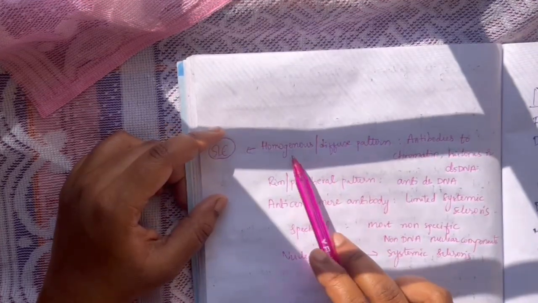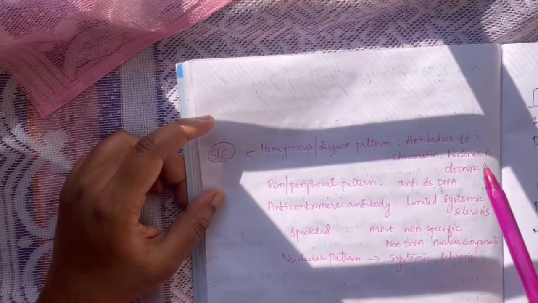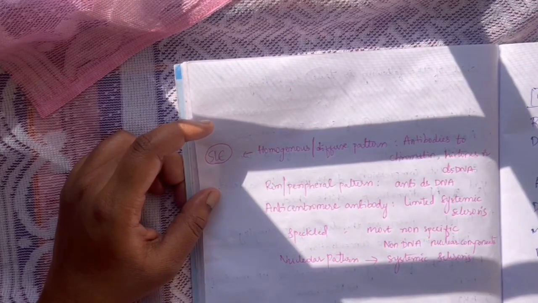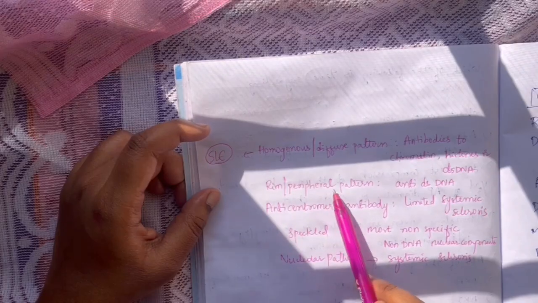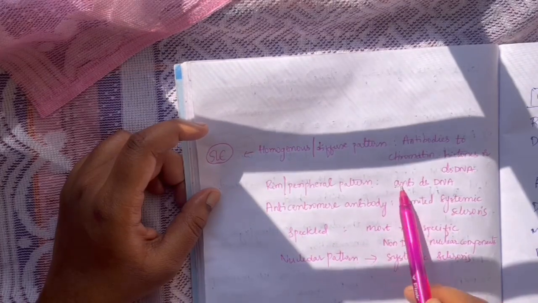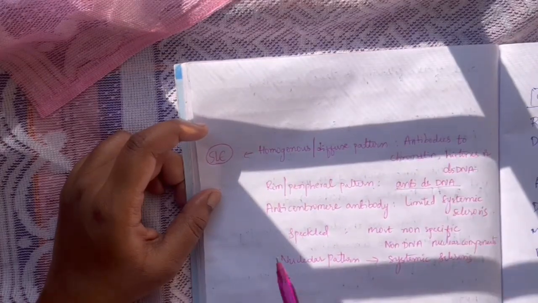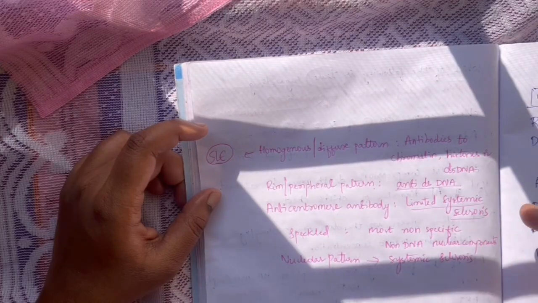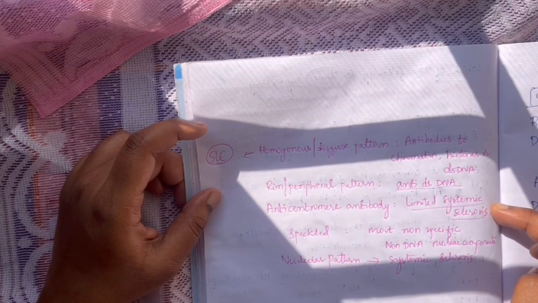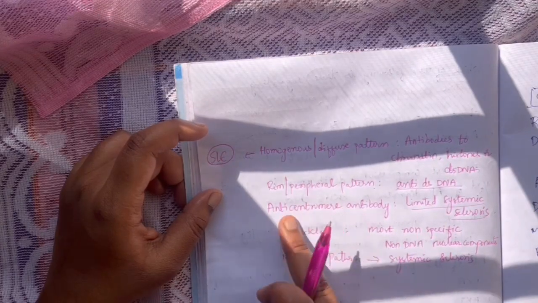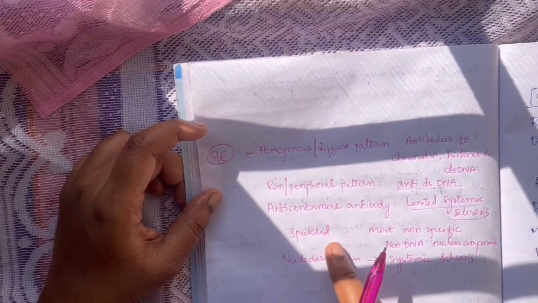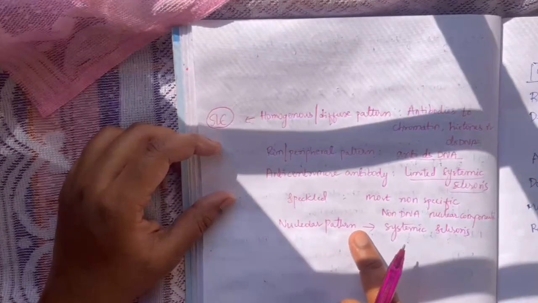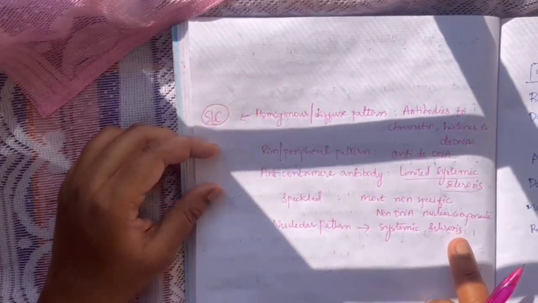If you simply see homogeneous or the diffuse pattern, here the antibodies are against the chromatin, histones or double-stranded DNA. Here the pattern is all homogeneous. Peripheral pattern: here the antibodies are against the anti-double-stranded DNA. Anti-centromere antibody is seen in the case of systemic sclerosis and also in the case of Sjogren's syndrome. Speckle pattern is the most non-specific. If you see the speckle pattern, we can't justify that to a particular disease. Nucleolar pattern, again it's specific to systemic sclerosis.